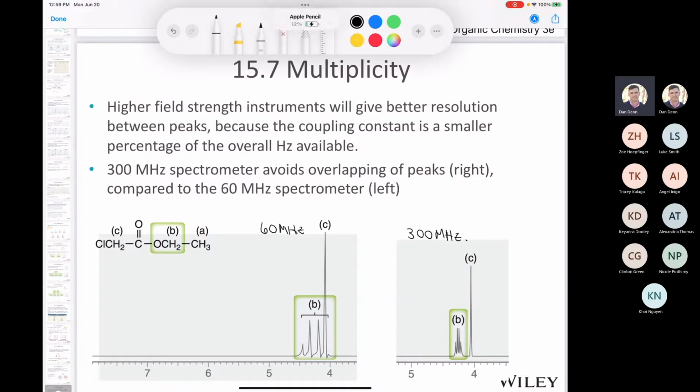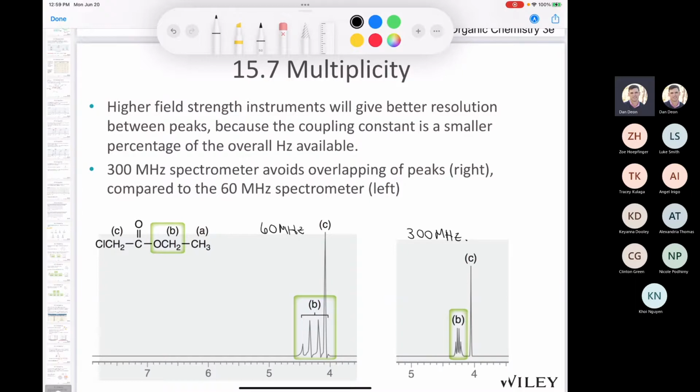So if you've been wondering, what's the difference between a 60 megahertz and a 300 megahertz, and then you mentioned an 800 megahertz earlier on today, who cares? What would be the difference? Well, the answer is this: the higher the field strength instrument you have, the better resolution you're going to get between the peaks. Why? Because the coupling constant is going to be a smaller percentage of the overall frequency available. Remember that the chemical shift measured in reference to TMS, you divide that by the operating frequency of the spectrometer to always end up with the same chemical shift.